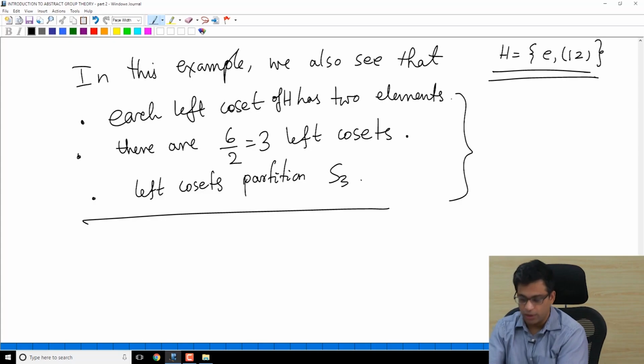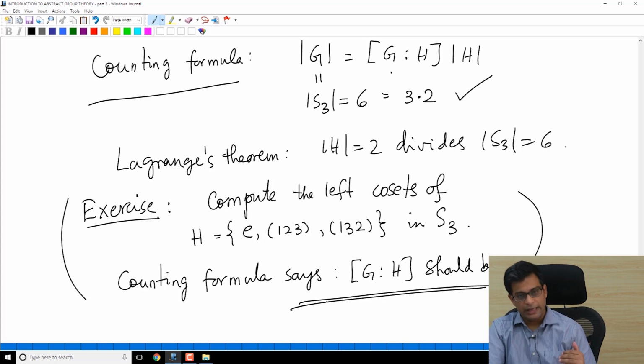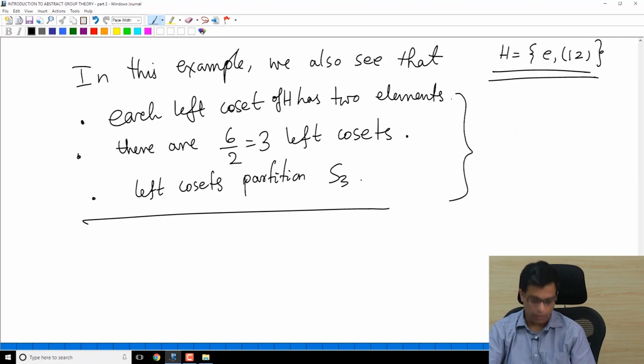and I want you to do the exercise with a different subgroup of S3, namely a subgroup of 3 elements. Here what do you expect? Each left coset should have 3 elements. There should be 2 left cosets, and again all the left cosets should partition the group. So do the exercise, compute everything, all the left cosets, and verify that all the properties are satisfied.